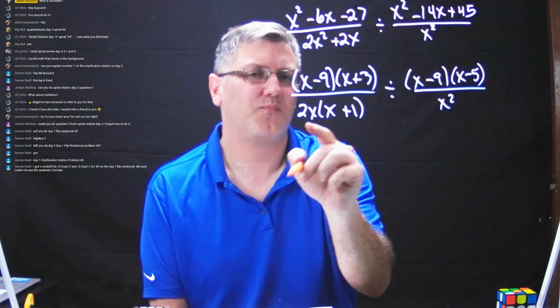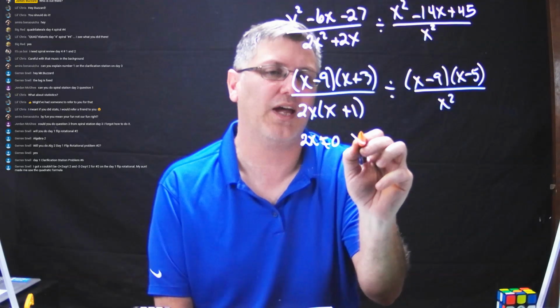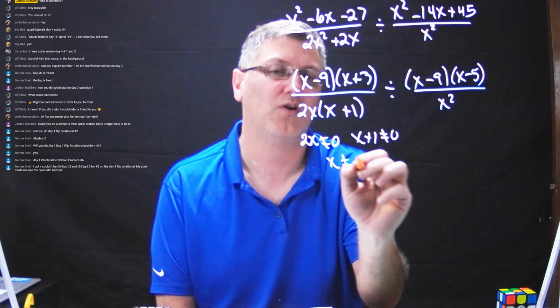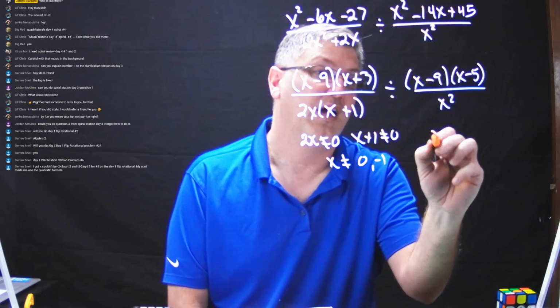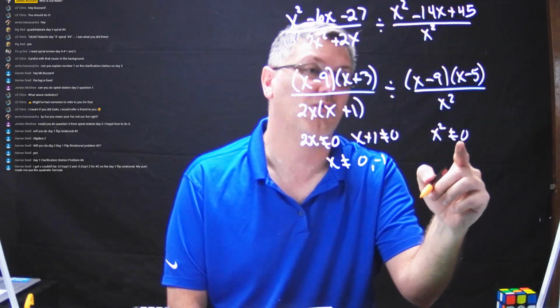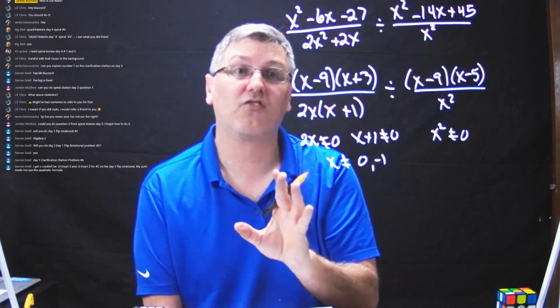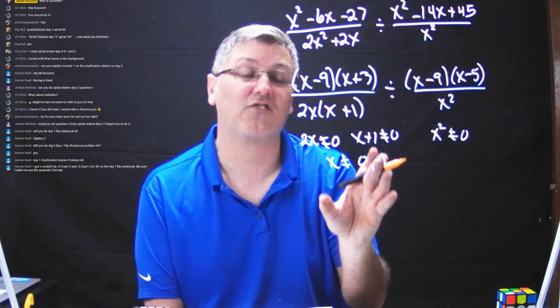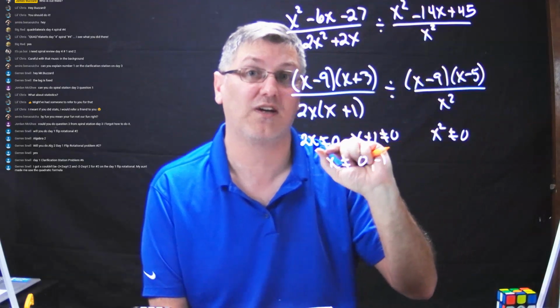So right here, I'm going to set each of these equal to 0. 2x cannot equal 0, and x plus 1 cannot equal 0. Therefore, we know x cannot equal 0 and -1. Here, x squared cannot equal 0, which means x still can't equal 0, so we're good there. But now let's see if we can simplify, and then we're going to divide these fractions, which means we're going to have to change division to multiplication. We're going to have to take the reciprocal or flip the second fraction.